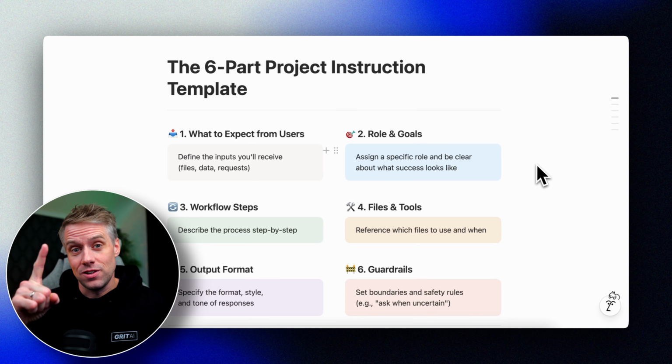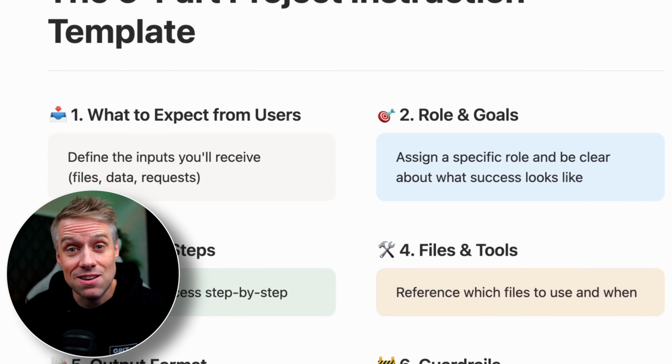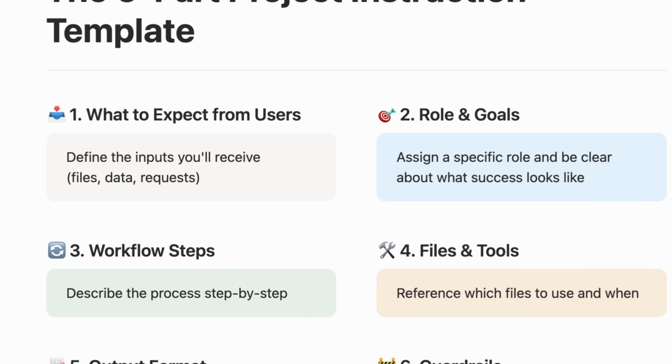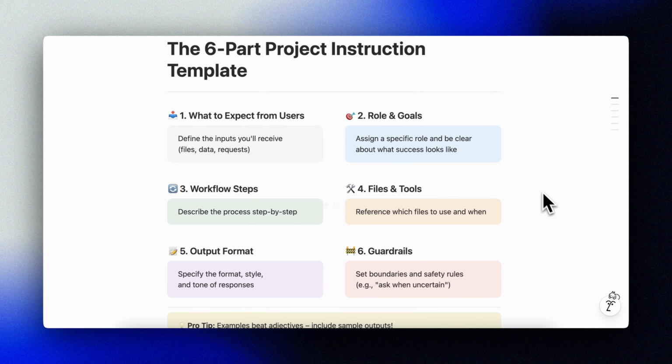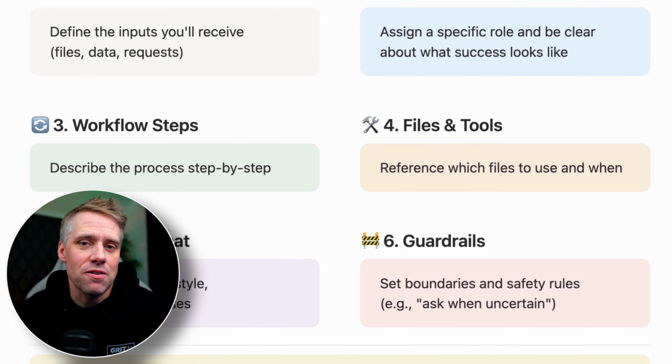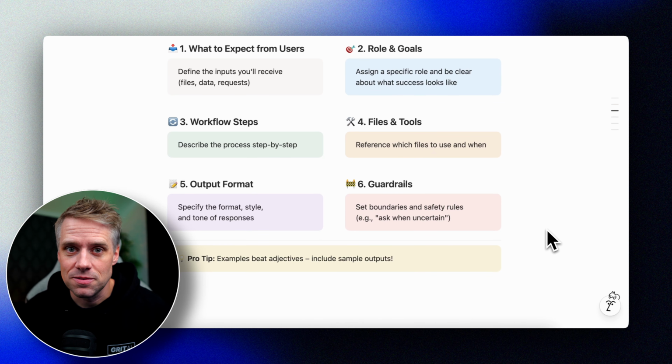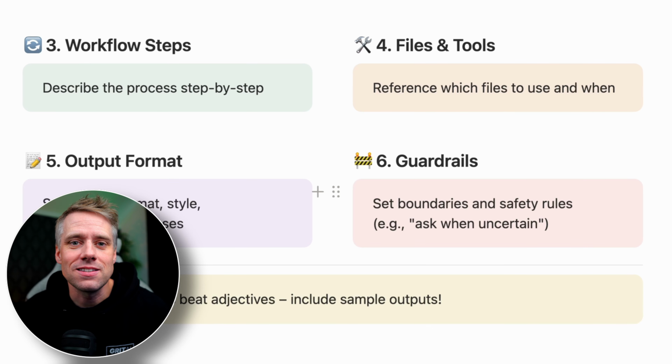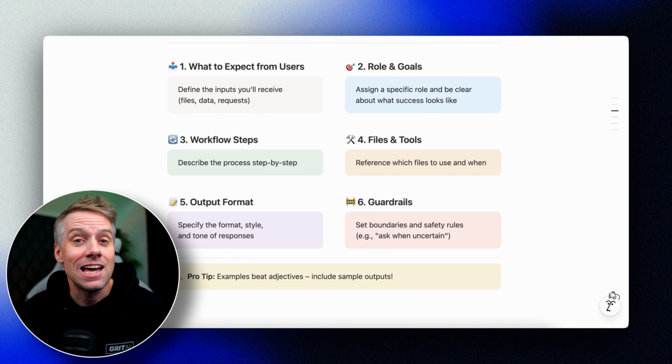So let's talk about great project instructions. You should always start simple, but really great results require enough context and specific instructions. If you get stuck, you can try this 6-part template. 1. Tell it what to expect or receive from the user. 2. Assign a role and goals. Remember to be specific. And 3. Describe the workflow steps. 4. Make sure you reference files and tools when relevant. 5. Describe the output format, including style and tone. And 6. Remember to set guardrails where applicable.